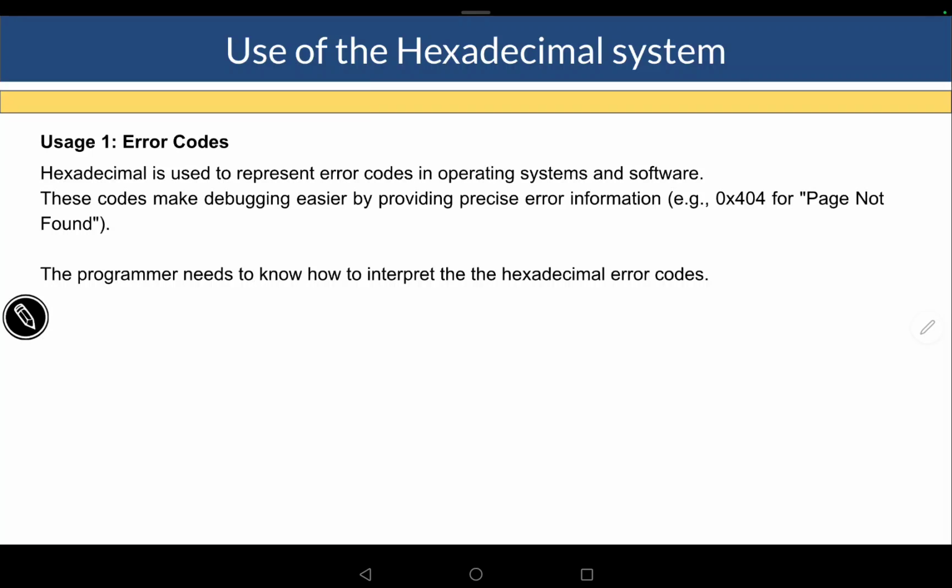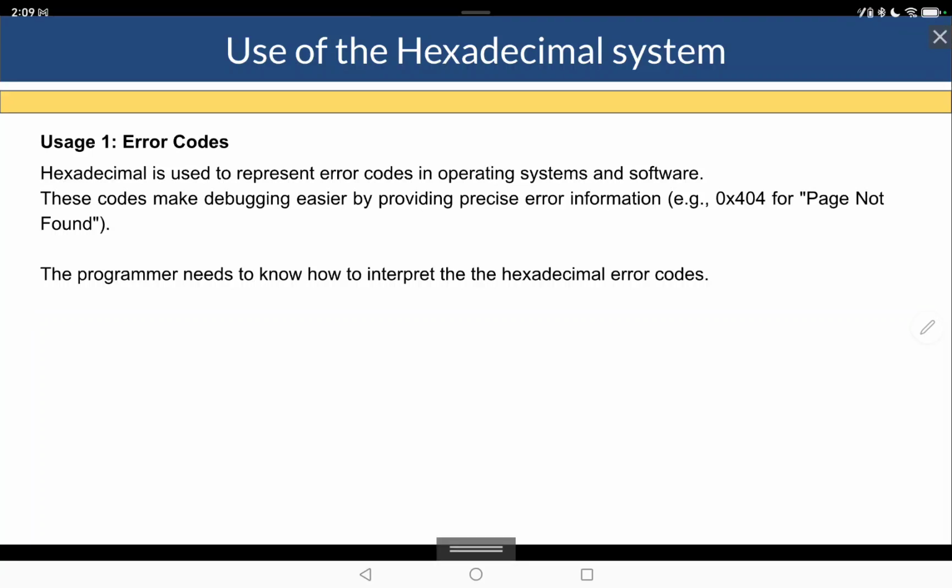Okay, now the uses of the hexadecimal system. We have 4 usages. The first one is error codes. If you have ever seen a message like this, okay, this type of message is a hexadecimal code. Developers use this to understand what's going wrong in software or a website. So when a programmer or a developer sees this error code, they know the exact problem with the computer system. So every programmer or developer must be able to interpret the hexadecimal codes.